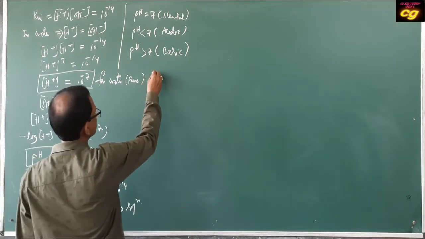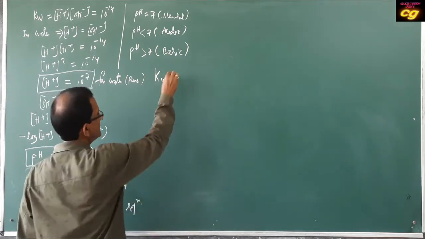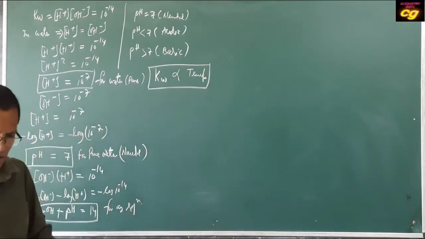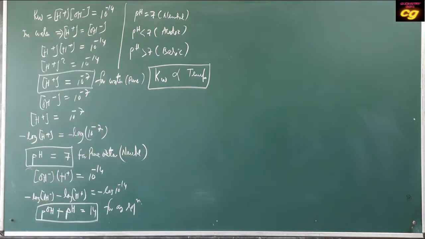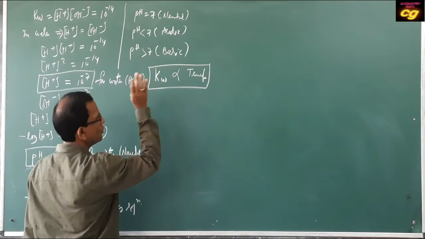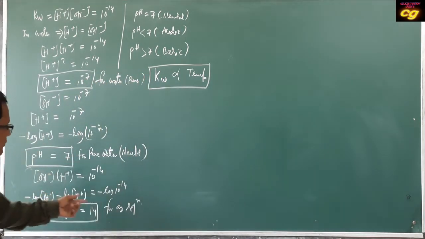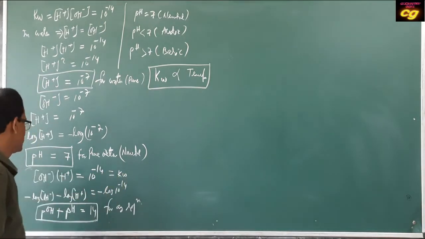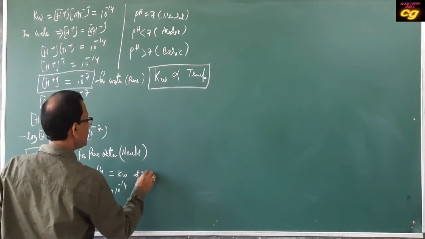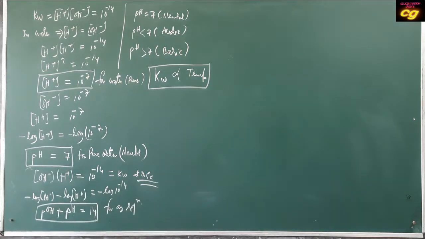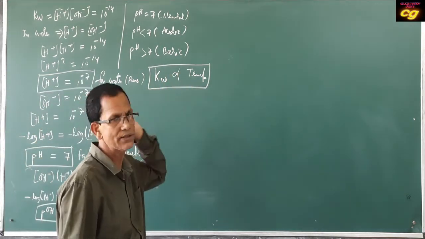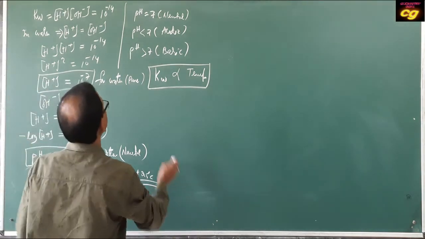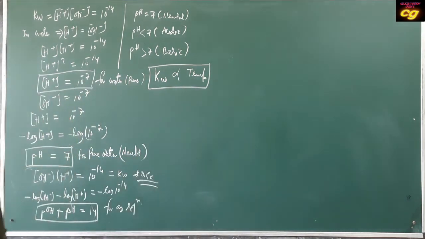And this Kw, the ionic product, is directly proportional to temperature. This is very important. When temperature increases, the ionic product of water also increases. Generally at 25 degrees Celsius, Kw is equal to 10 to the power minus 14. This is a fixed value at that condition, but when temperature increases, Kw increases. Remember this relation. Then we take another relation, Ka and Kb, with this formula.